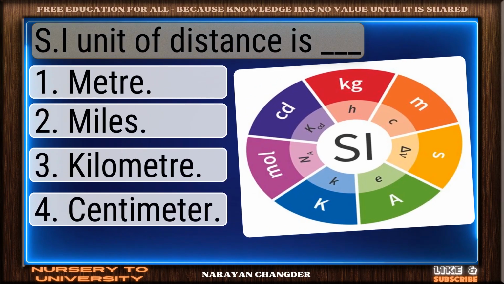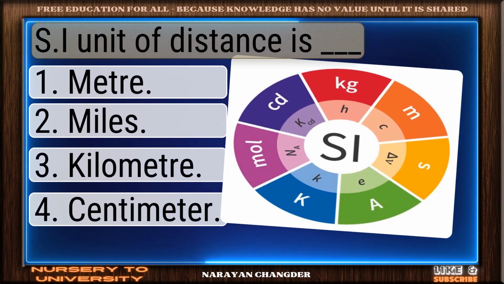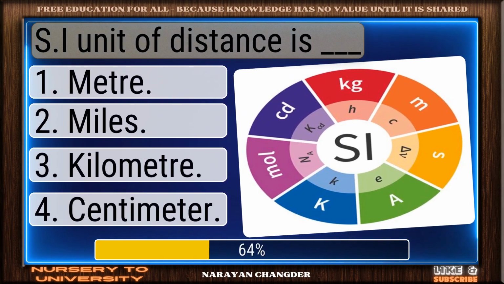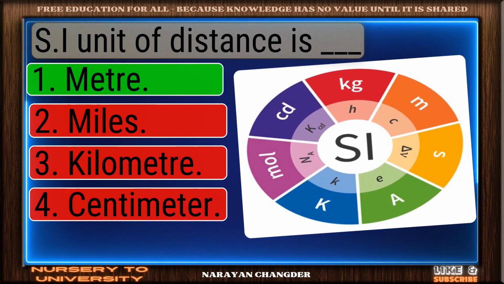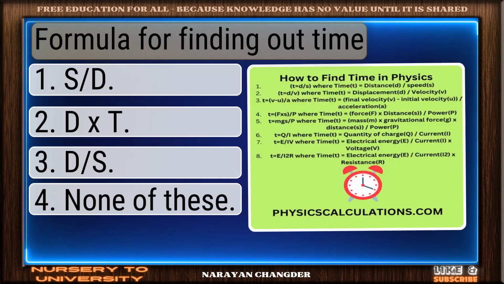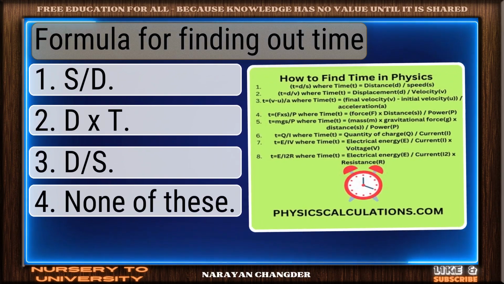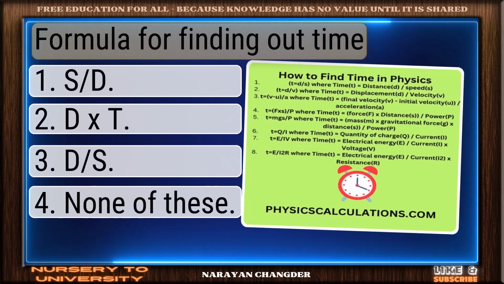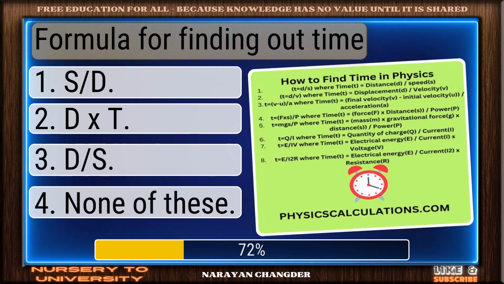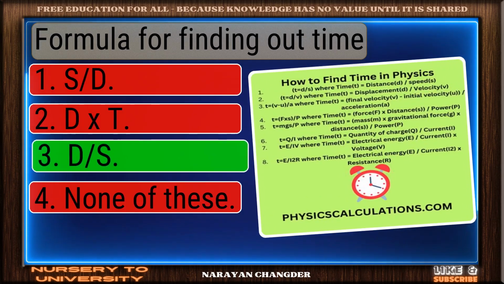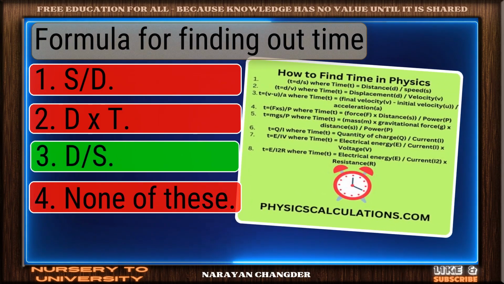Question number 224. SI unit of distance is dash. Right choice. Meter is the best answer. Question number 225. Formula for finding out time. Well done. Distance by speed is the right choice.